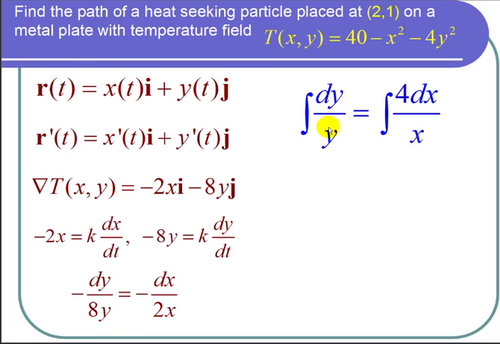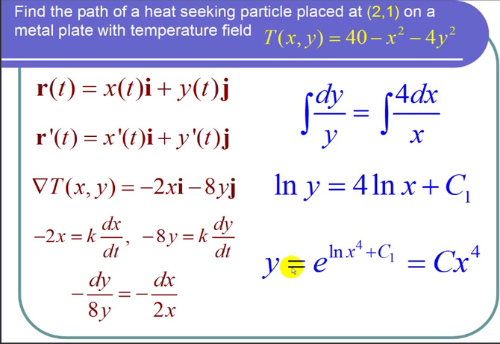And I get the integral of dy over y is equal to the integral of 4 dx over x. The integral of dy over y is the natural log of y, and the integral of 4 dx over x is 4 times the natural log of x plus some constant, which I'll call c1. So I get natural log of y equals 4 times the natural log of x plus c1, and I exponentiate to get y equals e to the natural log of x to the 4th. I use a power rule here and brought the 4 upstairs, plus c1.